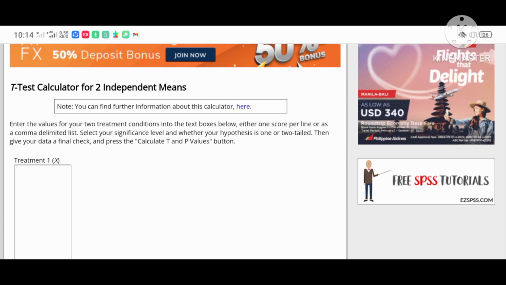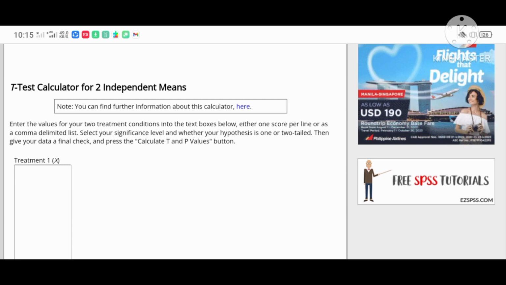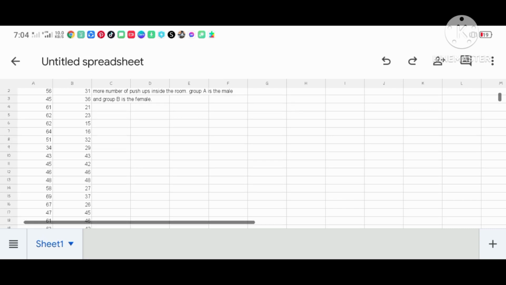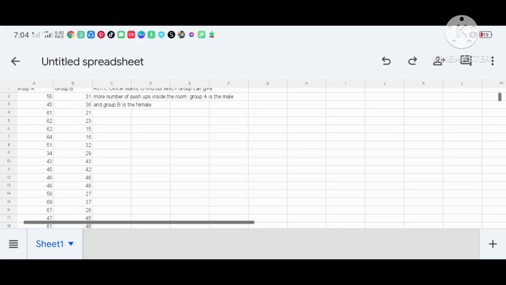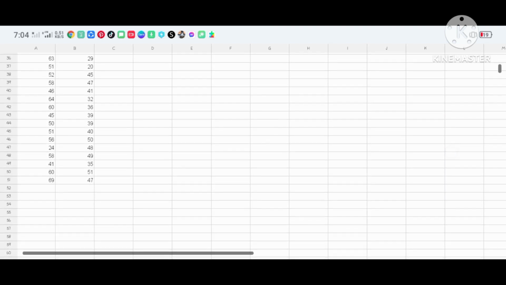The t-test assumes your data are independent and approximately normally distributed, and have a similar amount of variance within each group being compared. To put that in action, we have here our dataset. So in a situation where an ROTC officer wants to find out which group has the more number of push-ups, Group A has 50 samples and Group B also has 50 samples, a total of 100 data samples.